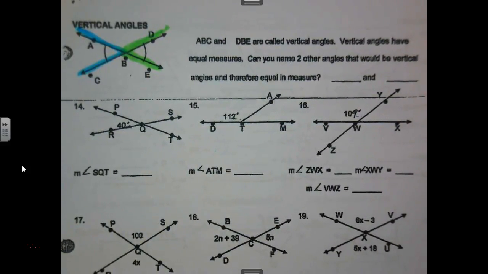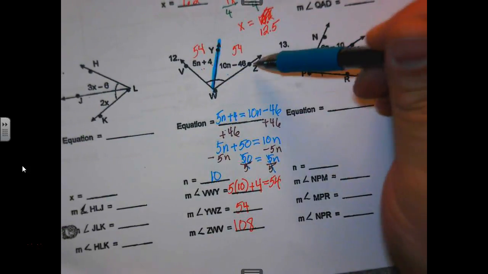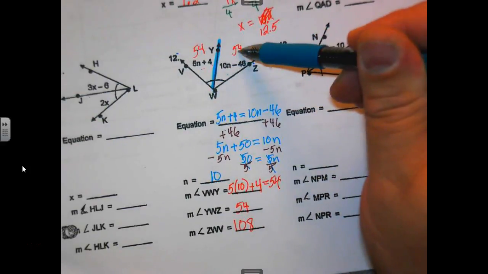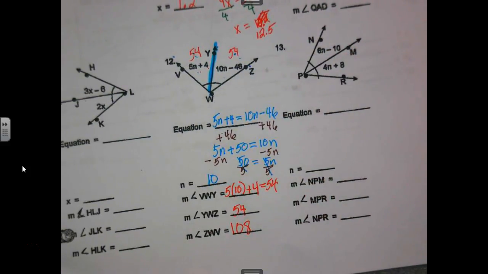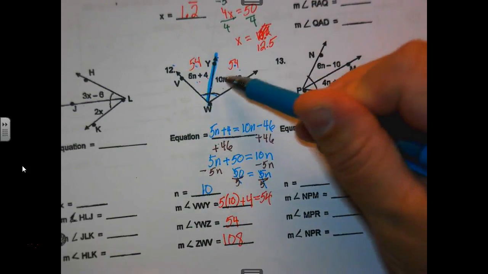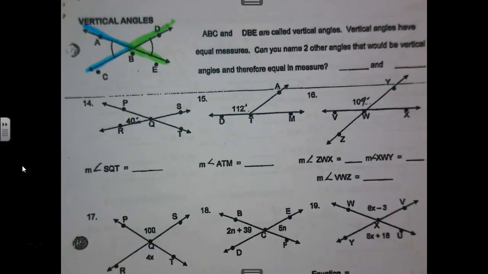Yes, Ian. ZWB, 54 plus 54 would be 108. It can't be. This is an angle bisector, so they have to be equal. There are congruent marks there, and that's why I know it's an angle bisector. 10 times 10 is 100 minus 46 is 54. Your calculator lied. Blame it on your calculator this time.